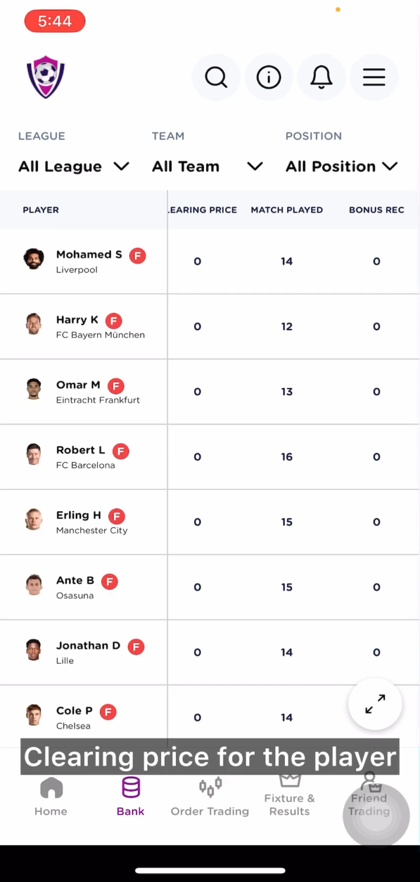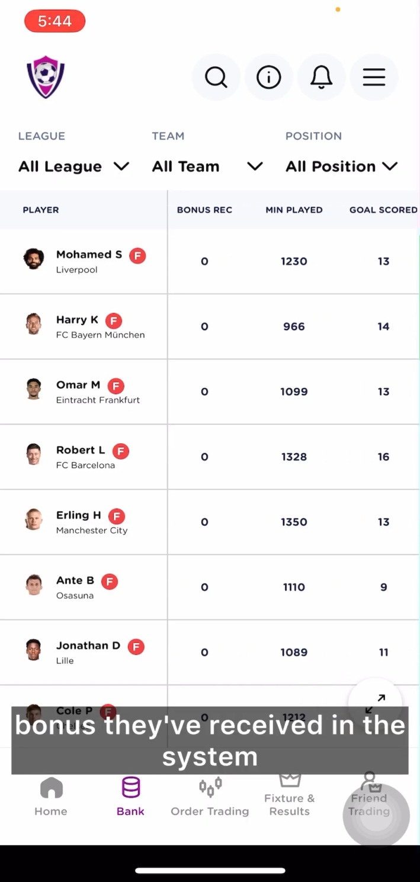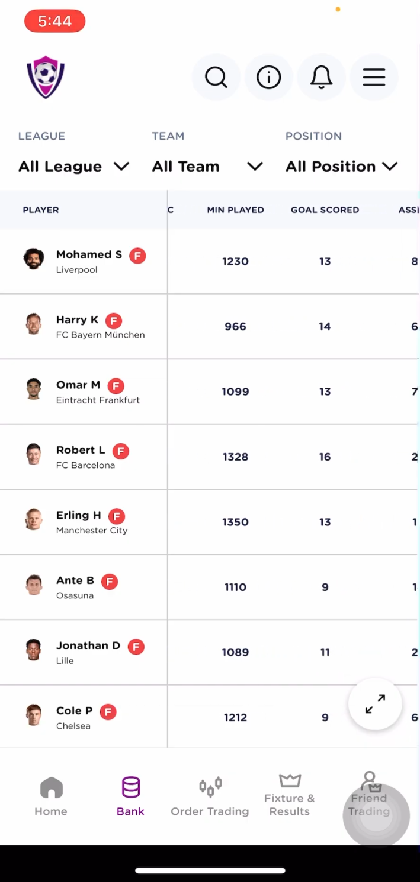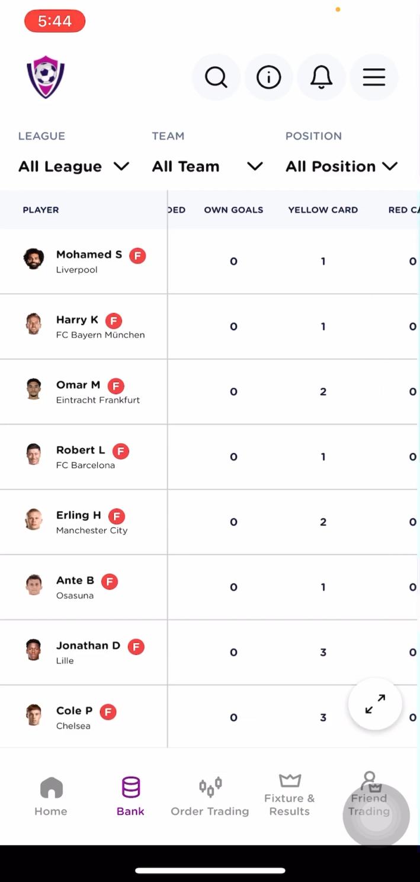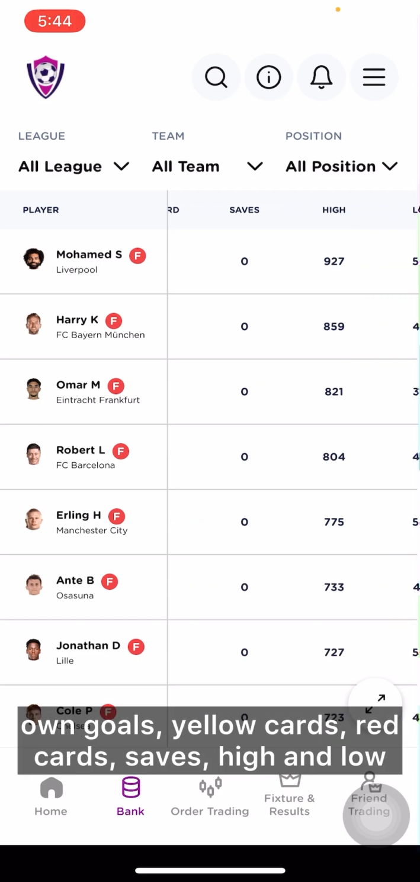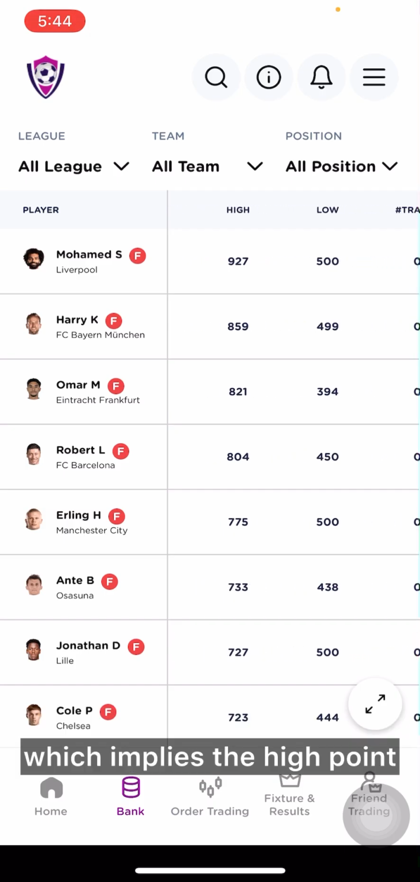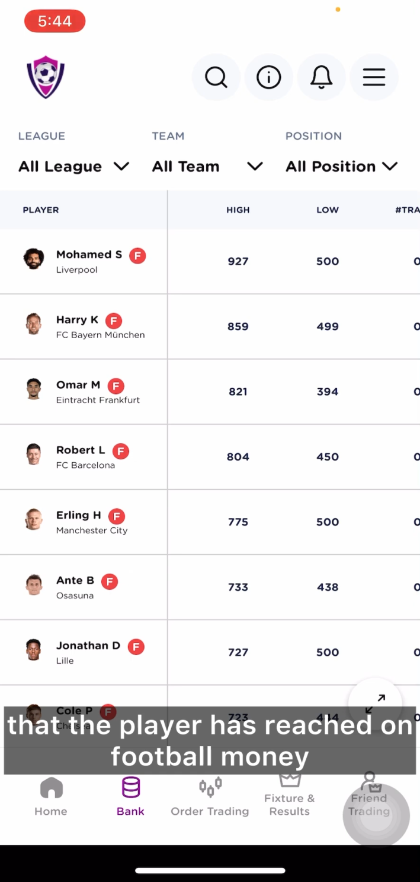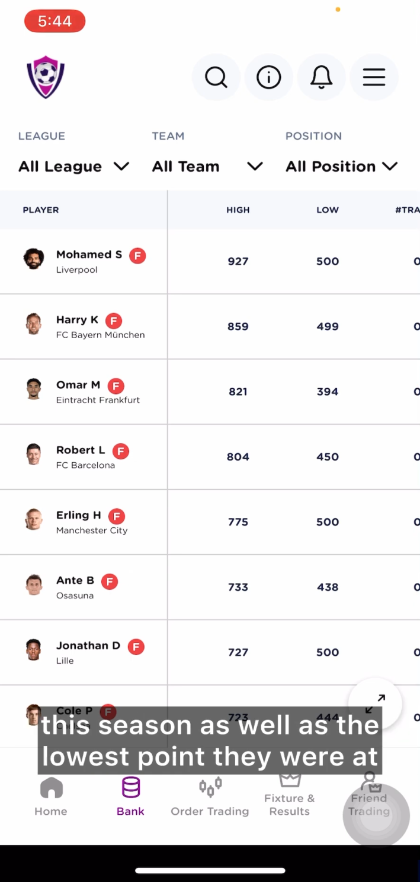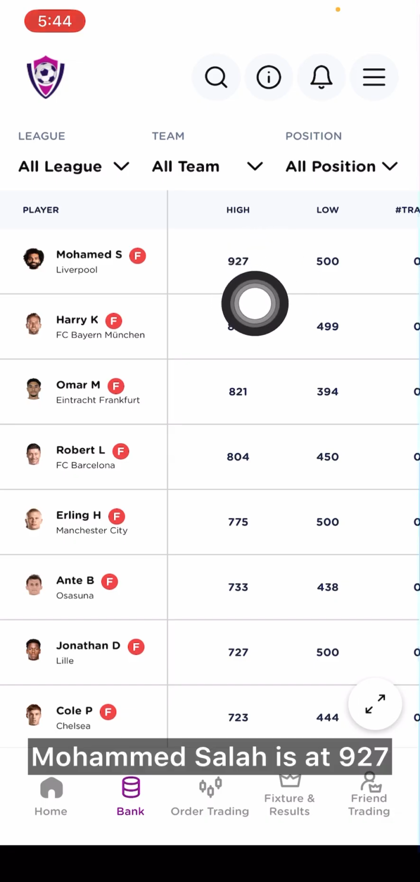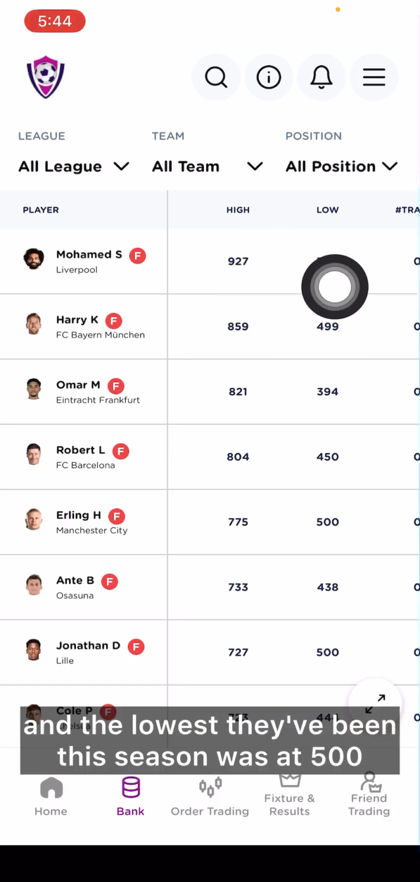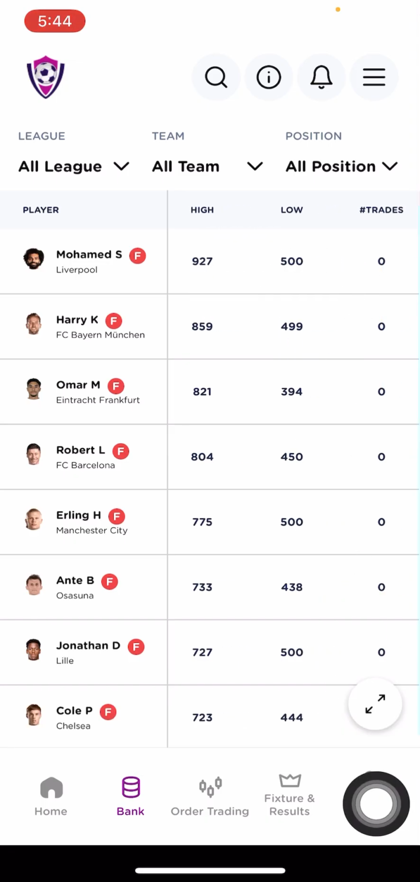Clearing price for the player, the matches played, bonus they've received in the system, minutes played, goals scored, assists, clean sheets, goals conceded, own goals, yellow cards, red cards, saves, high and low, which implies the high point that the player has reached on Football Money this season, as well as the lowest point they were at. So for this example, Mohamed Salah is at 927, and the lowest they've been this season was at 500.